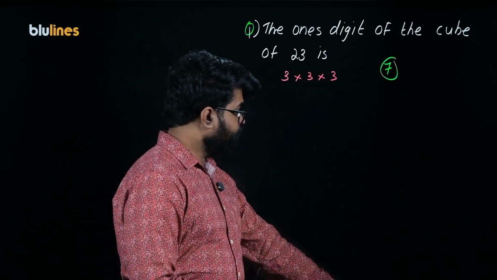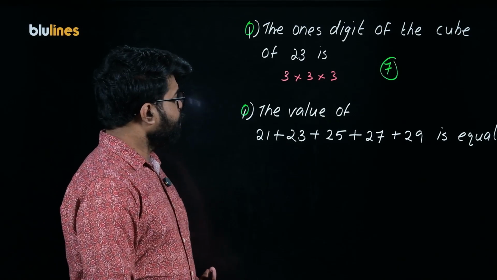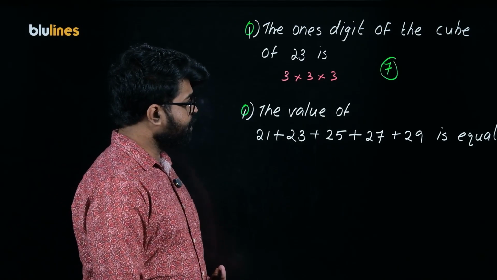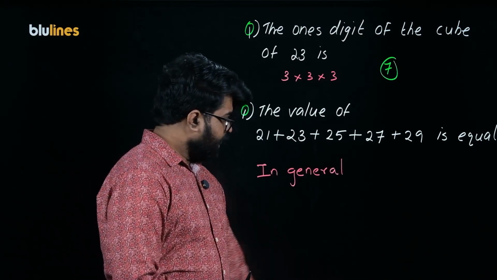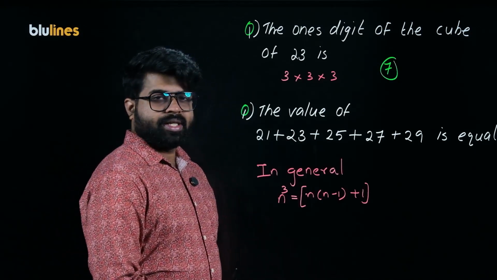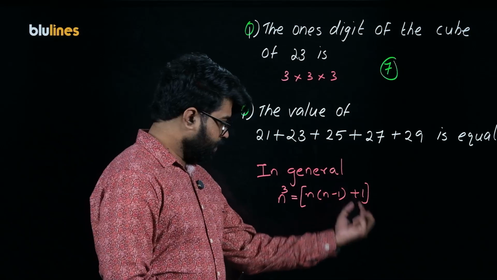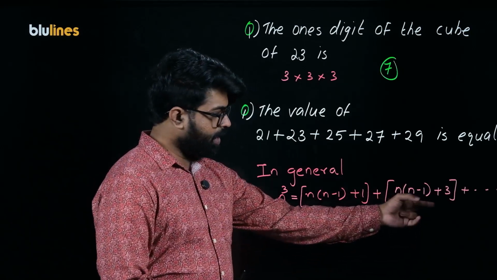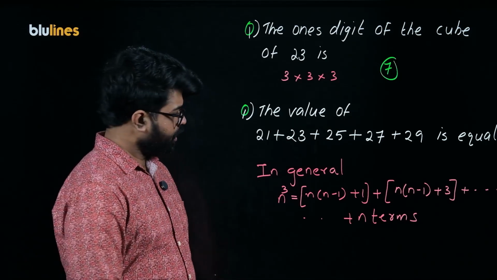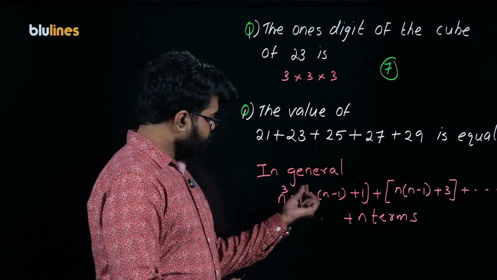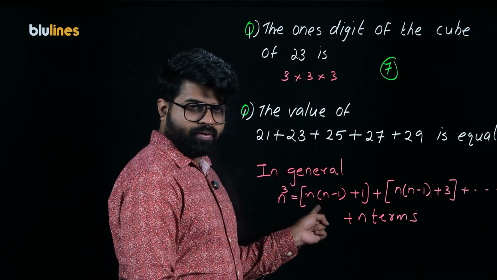Now next one: the value of 21 plus 23 plus 25 plus 27 plus 29 is equal to. We know that in general n cube is equal to n into (n minus 1) plus 1, plus n into (n minus 1) plus 3, and so on to n terms. So for this, if I substitute n equal to 5, what will happen?